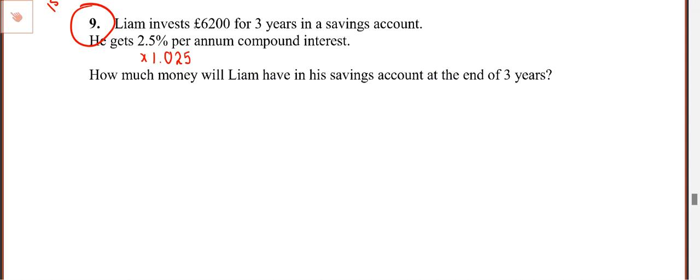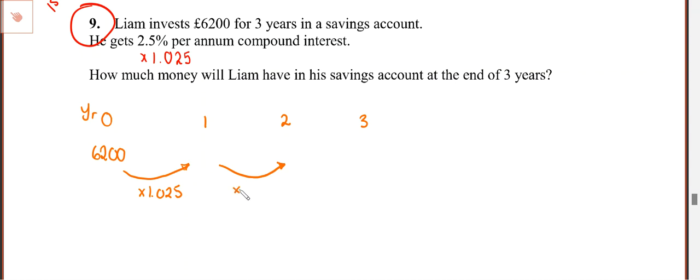So year 0 is 6,200. And then we've got year 1, year 2, year 3, treating it like sequences. He gets 2.5% per annum, so we multiply by... I forget what figure it is. I did 2.5.